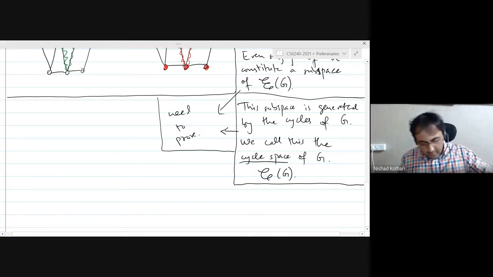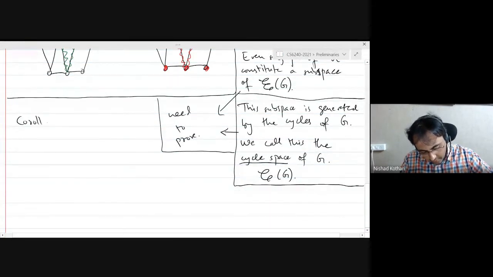Okay, so let's start with the following. The symmetric difference of any two even subgraphs is an even subgraph. Okay, so there is a point I want to make here.